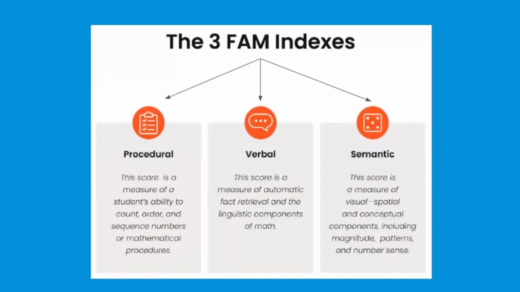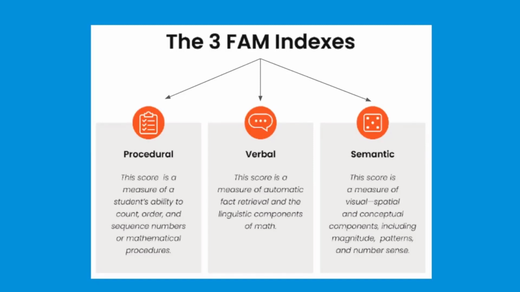How the Pfeiffer Assessment of Mathematics, or the PAM, works is that he categorizes the data into 3 buckets or indexes. The first one is procedural. It's sequencing, counting, ordering, following a procedure. It looks at your working memory and your ability to hold and use information. Then there's another bucket called the verbal index, where we're looking at math fact retrieval, the language of math, the vocabulary. If you have a child with dyslexia, that number for that index will typically be lower.